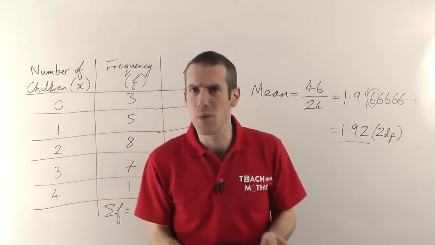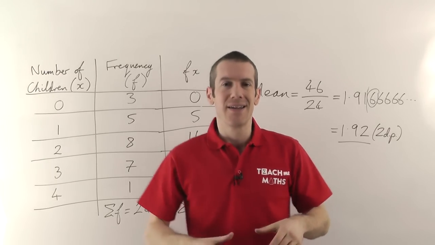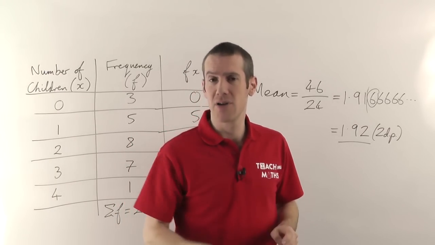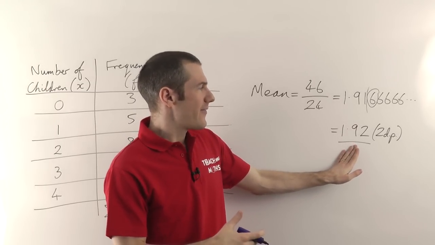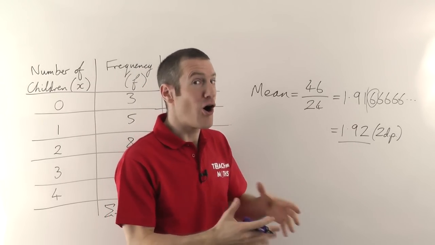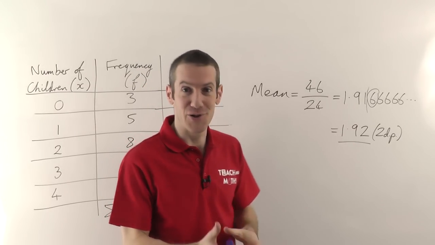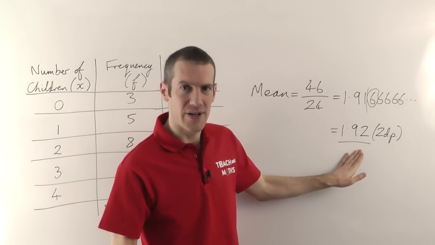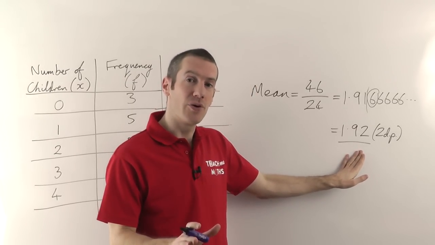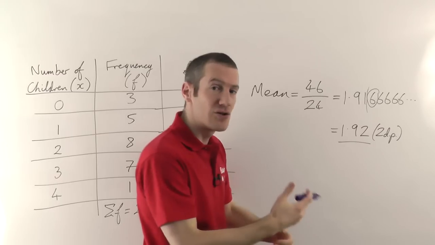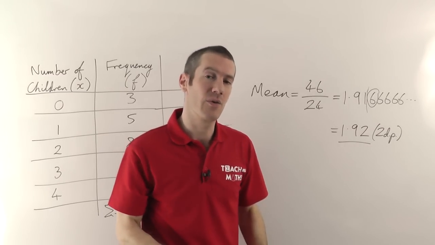How can a family have 1.92 children? Well, they can't, and I did talk about this in the mean, median, and mode video. Obviously you can't have 1.92 children. Children come in whole numbers. You might have one child, or two children, or three children. You can't have 1.92. But the mean is still important. These decimal places do have some extra meaning that they carry with them.